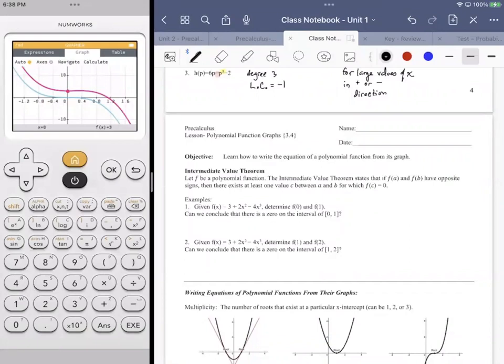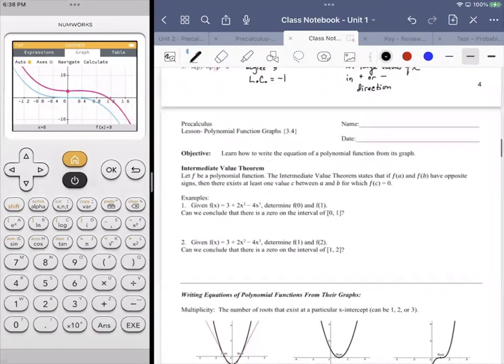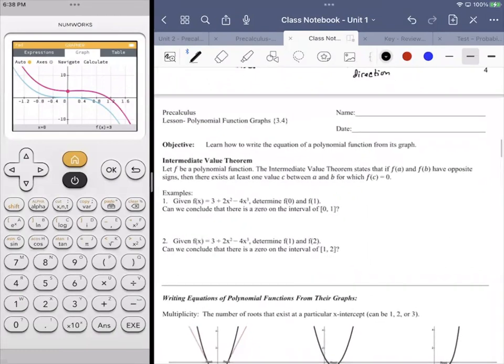This intermediate value theorem, I like to call it the common sense theorem. And it has everything to do with the fact that if you have a sense of how functions work, then this ends up being, well, duh, of course this is the case. All right, so let f be a polynomial function. The intermediate value theorem states that if f of a and f of b have opposite signs.